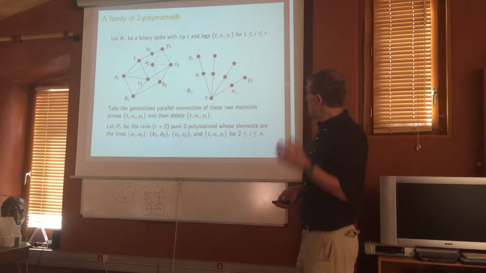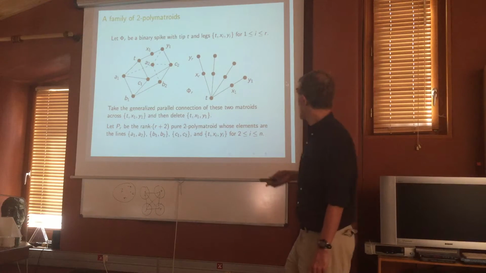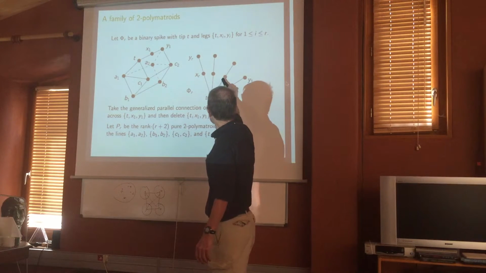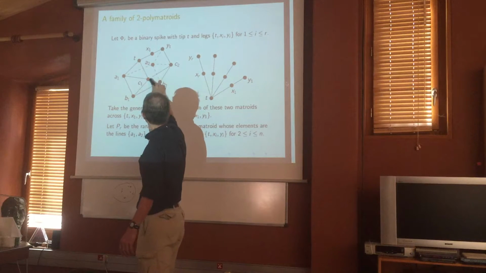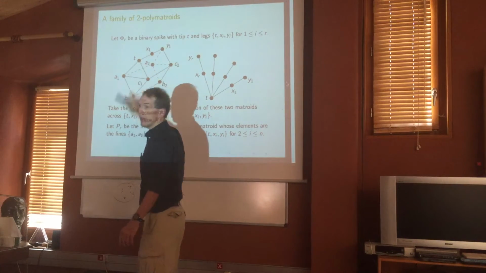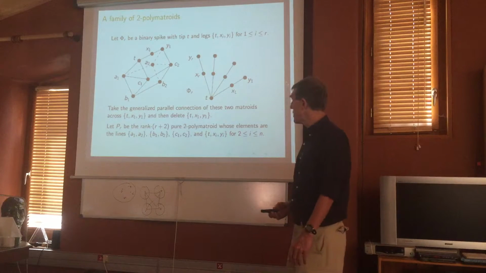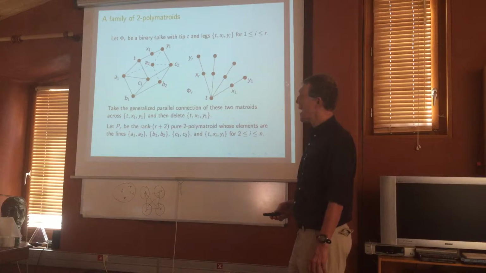Now what I'm going to do is concentrate just on the lines that I have. So I glued across this thing here. I'm going to keep this line, this line, this line. I'm also keeping this line, and this line. So the objects in my rank r+2 pure 2-polymatroid are lines.